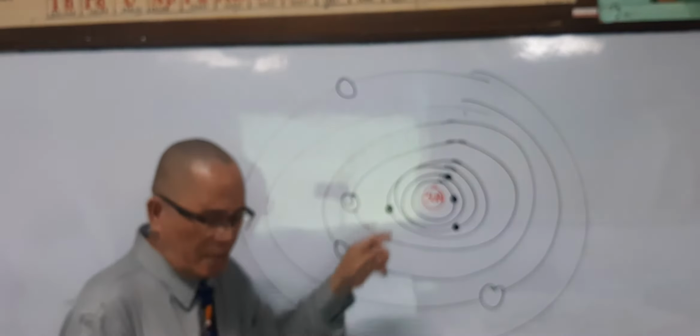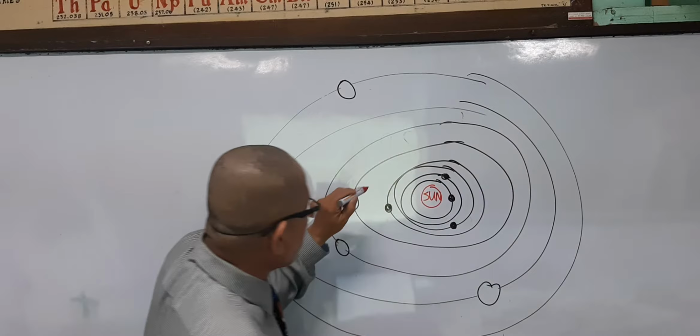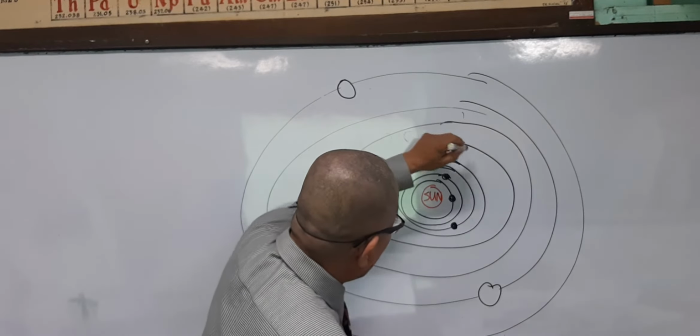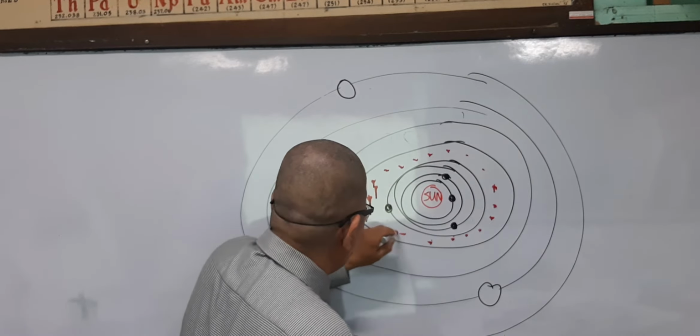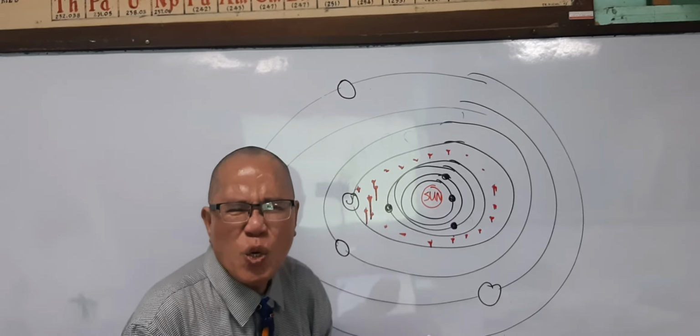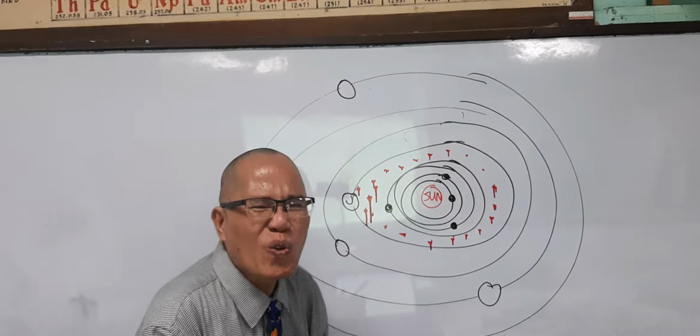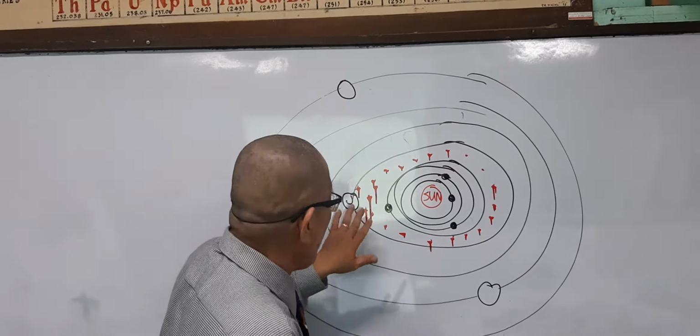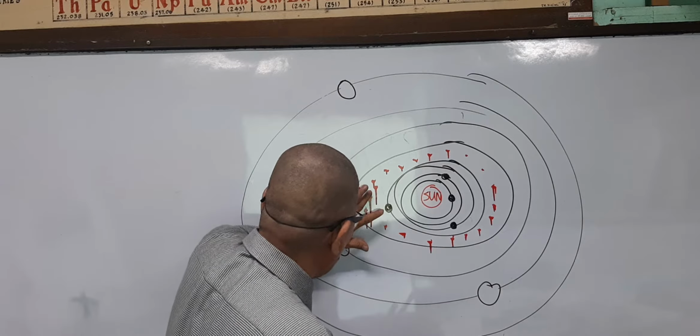Between Jupiter and Mars, you have thousands of miniature planets, and these are what we call the asteroids.